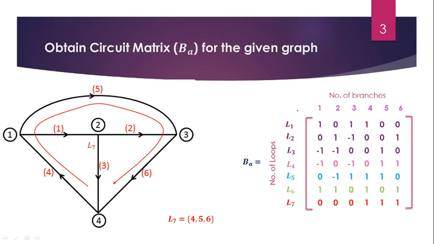So we are getting 7 loops and 6 branches. That's why the size of this matrix is 7 by 6. So this is simply a circuit matrix.